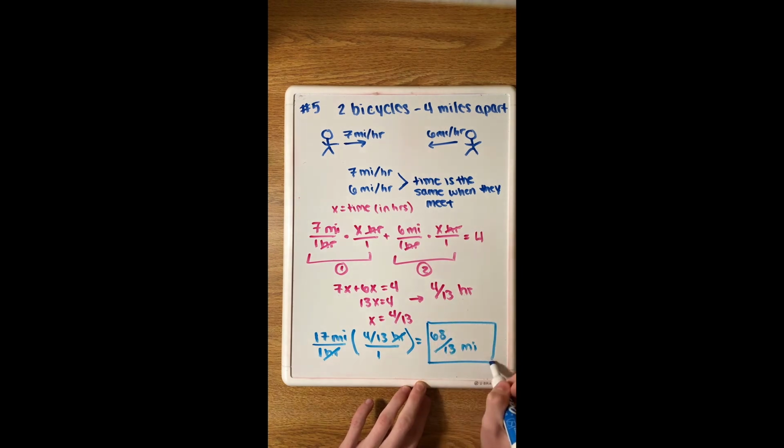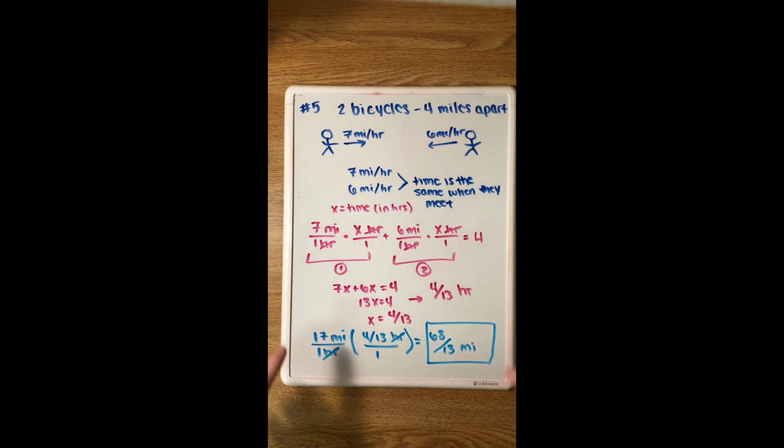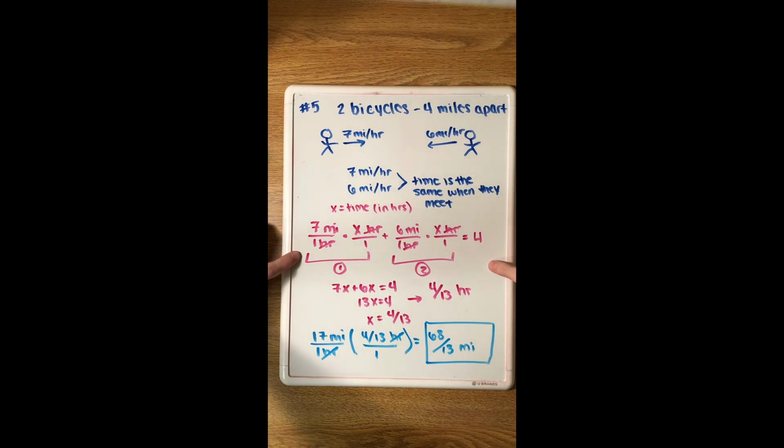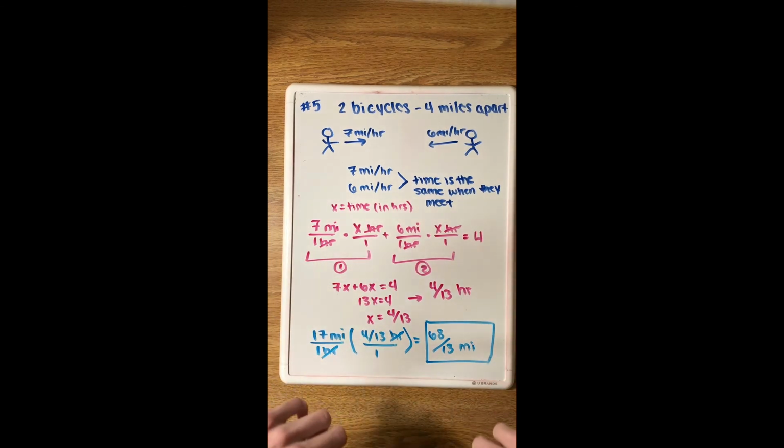So this is just your answer, because we know it took the bicyclists 4 over 13 hours to meet, and that is the same amount of time that the fly had to fly, and at 17 miles per hour, it would have gone 68 over 13 miles in that amount of time.